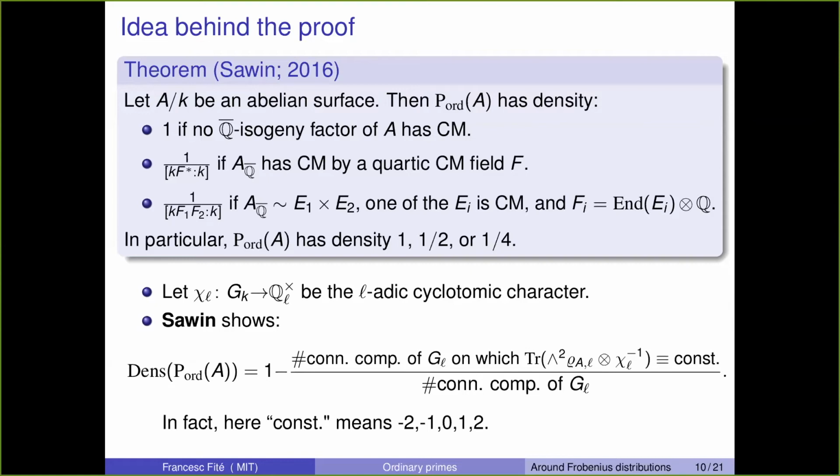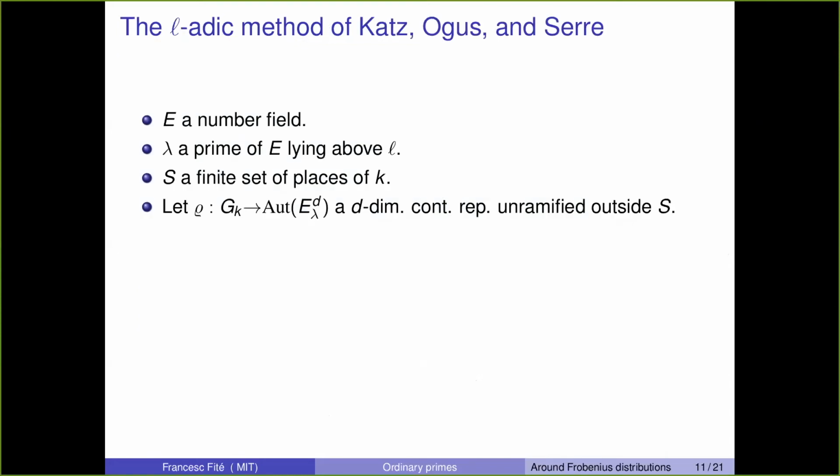So this completely solves the problem in dimension at most 2. But I should say that the conjecture, in terms of the existence of a set of primes of positive density, was known before that, and that's due to an l-adic method of Katz, Ogus and Serre. It is actually the one that I will use for these results in dimensions 3 and 4. So let me recall this method for you.